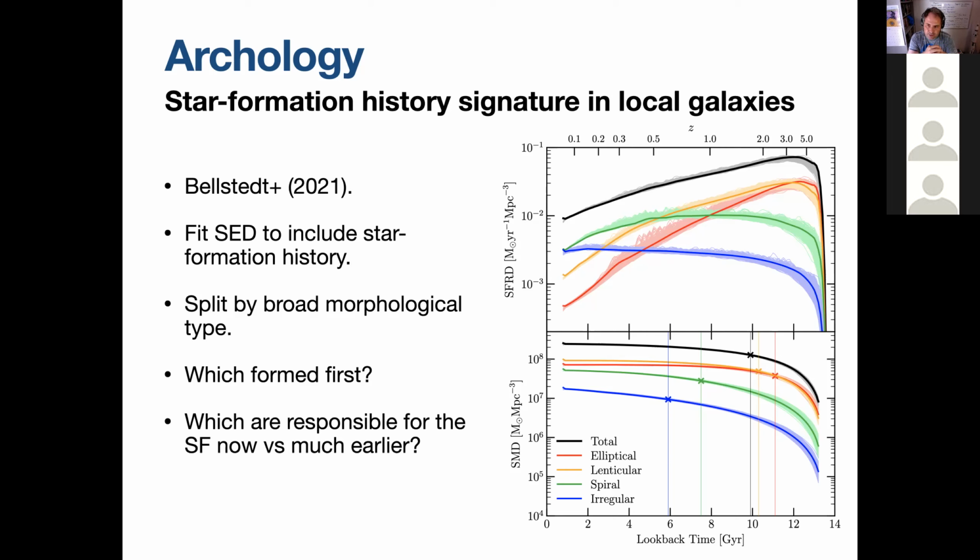10, 12 gigayears ago. What I want you also to notice is that the bottom one is the stellar mass density. And so it marks when half the galaxy was made. And so you see that the lenticulars and the ellipticals, they made half their stars 10 gigayears ago. So they had everything already 10 gigayears ago, while in spiral and irregular galaxies, half their stars only got made 6 gigayears ago. So as a whole, they're much younger in stellar population.